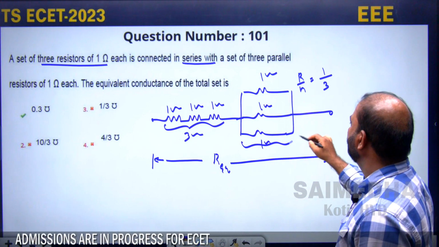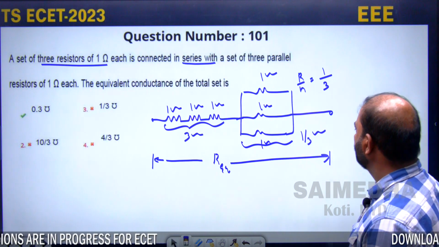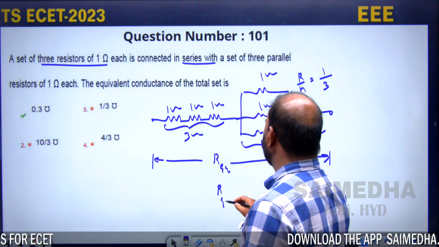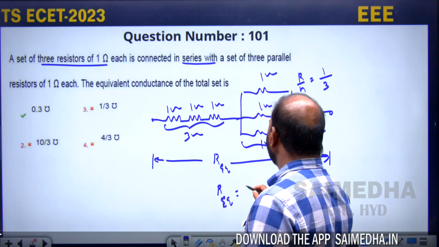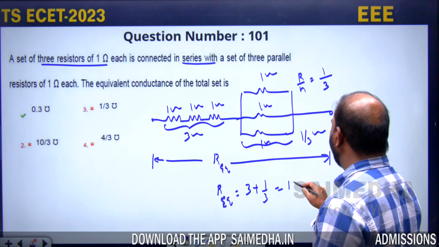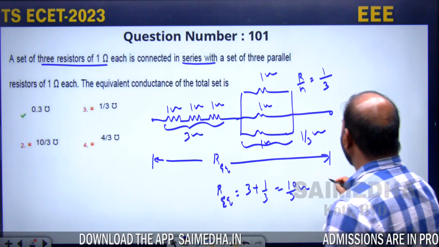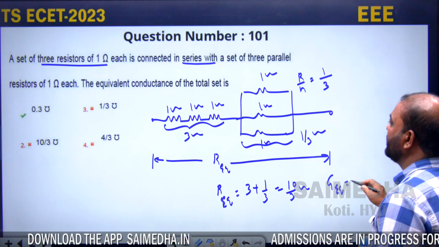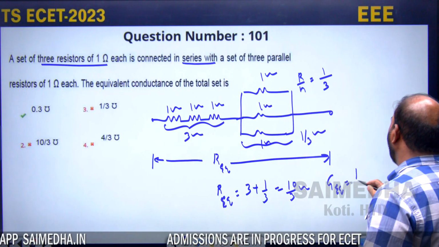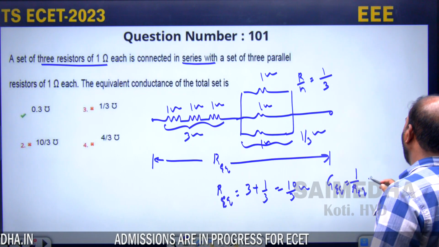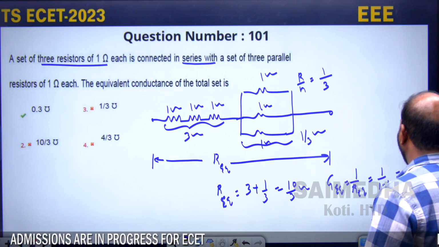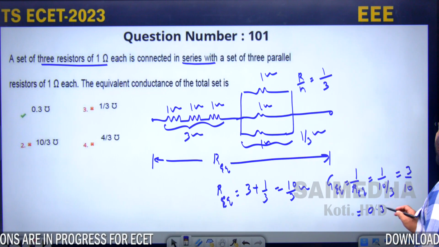So, for this whole combination the resistance is 1 by 3 ohms. Then what about R equivalent? Again these two are in series, so R equivalent is equal to 3 plus 1 by 3. 3 3s are 9, 9 plus 1, 10 by 3 ohms. Then what about the conductance? In this question he didn't ask about the equivalent resistance, but about the equivalent conductance. G equivalent equals 1 by R equivalent, 1 by 10 by 3, which is 3 by 10, equal to 0.3 mho.